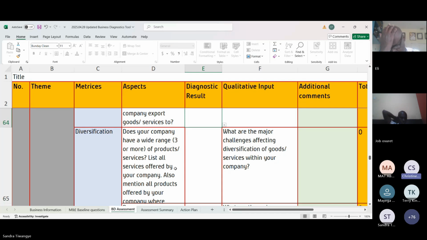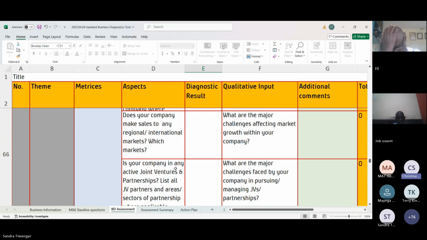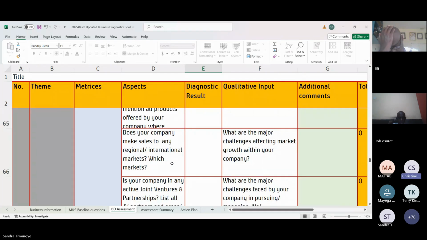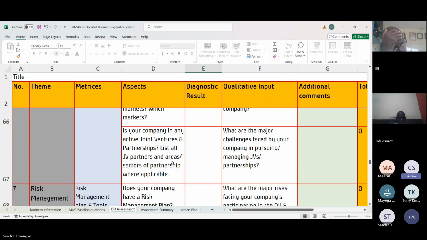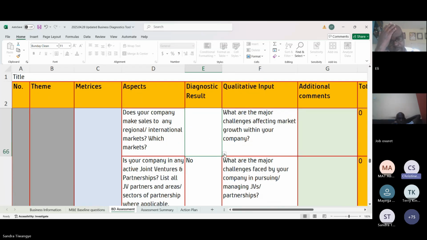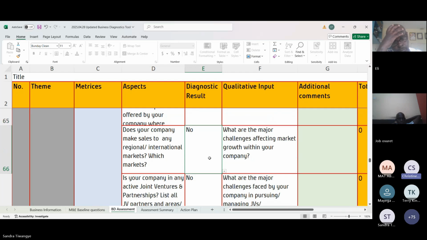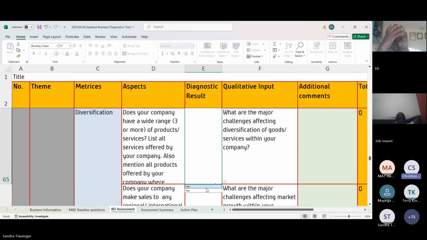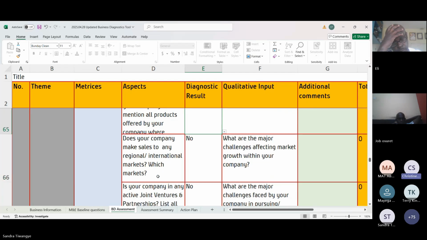For diversification, we also want to know if you access any regional or international markets and which countries, and also if you're part of any joint ventures or partnerships. Remember, we discussed that these enhance your market access and diversification perspectives. Okay, looks like we are fully wrapped up on market access.